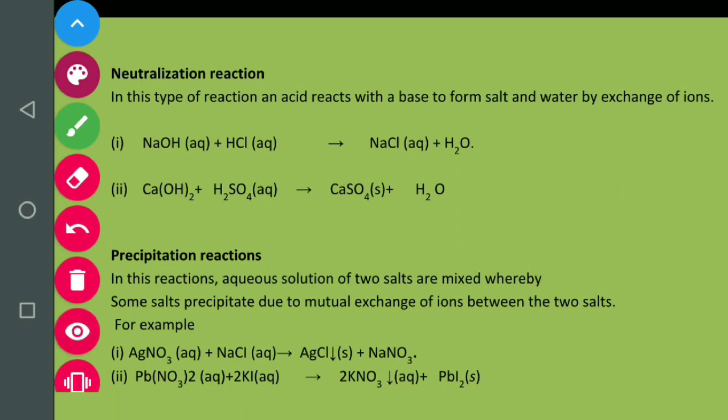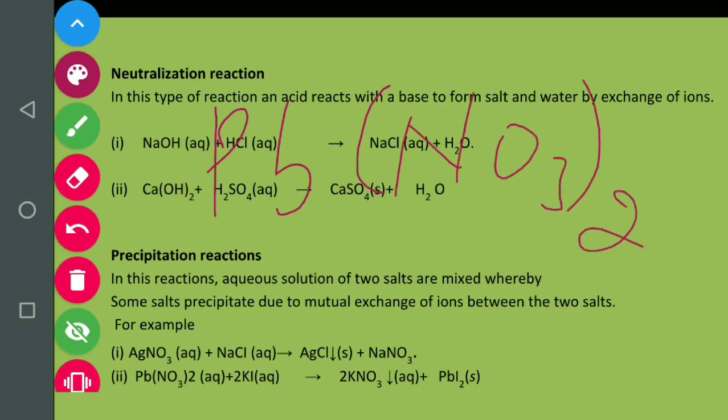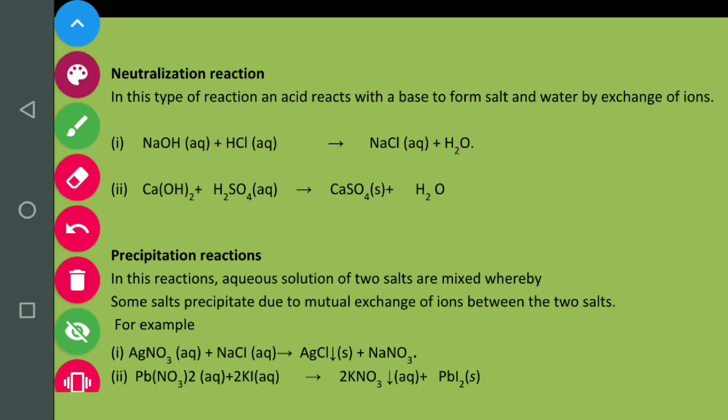Another example, lead nitrate. The formula for lead nitrate, please correct it, is Pb(NO3)2. Lead nitrate, when reacted with potassium iodide, gives you potassium nitrate plus PbI2, that is lead iodide. And here you can see potassium nitrate, it is given.